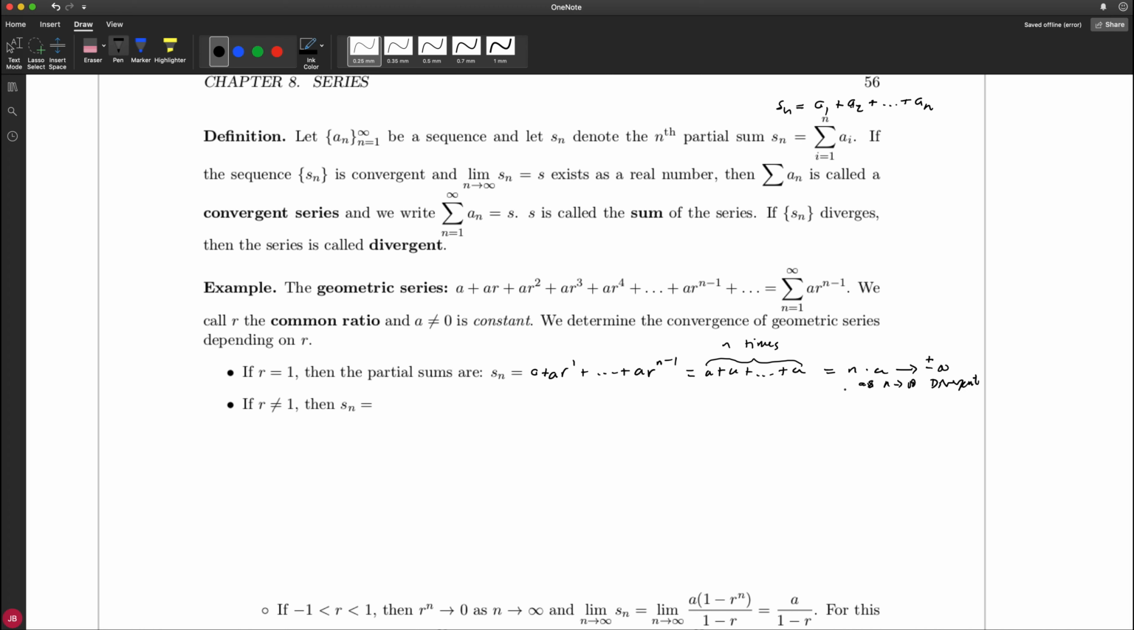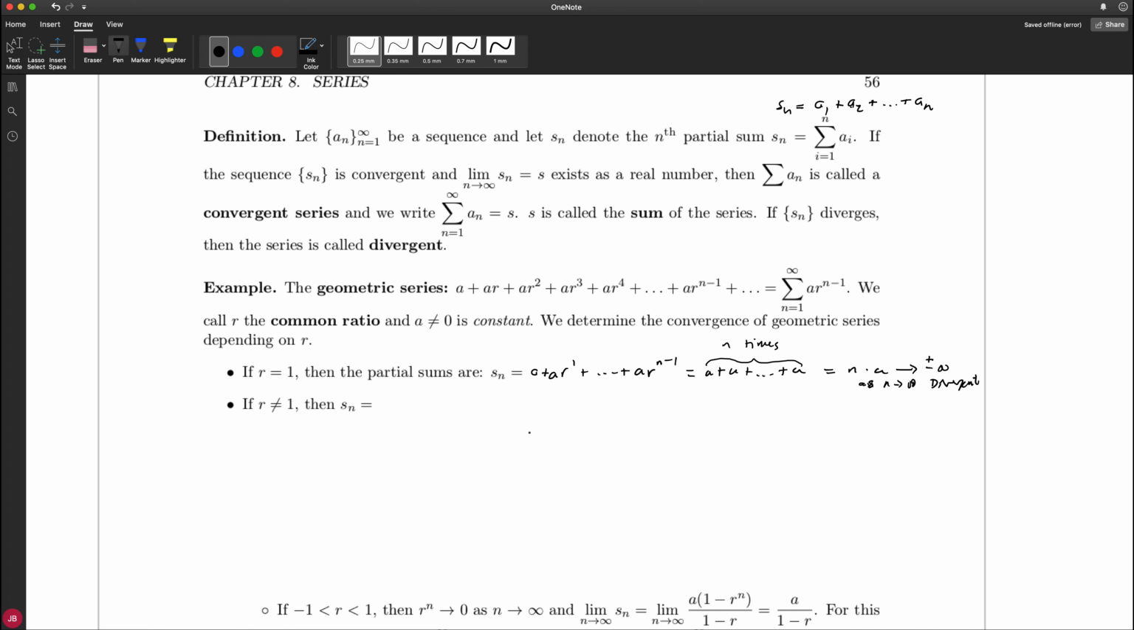So we know that when r is equal to 1, the geometric series is divergent. And think about it, you're just adding up the same number over and over infinitely many times. That's essentially what you're getting, because r is just 1.